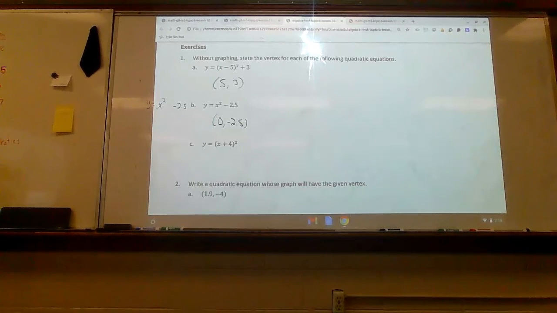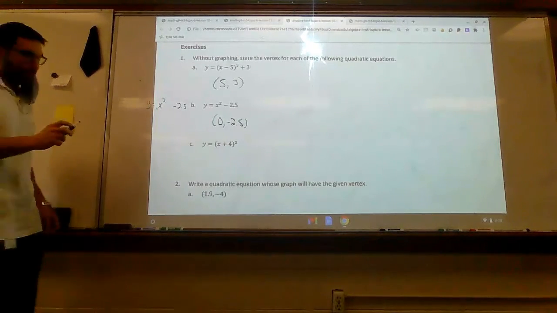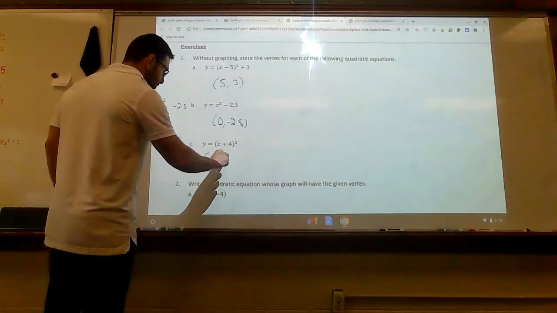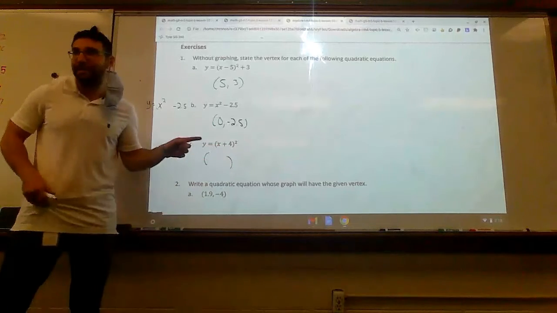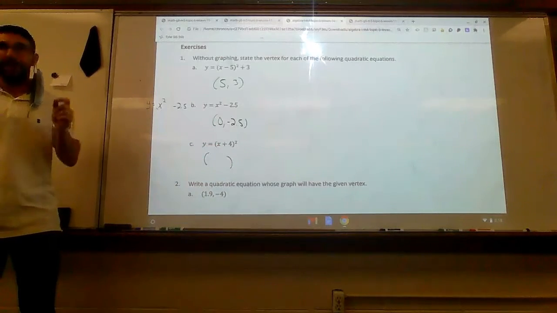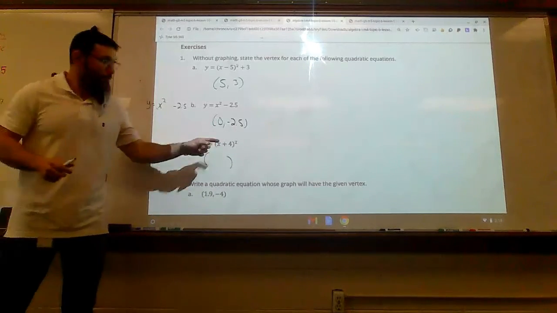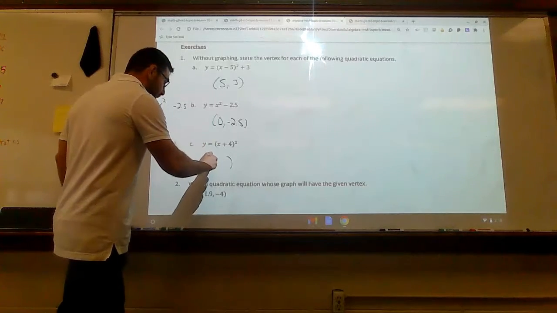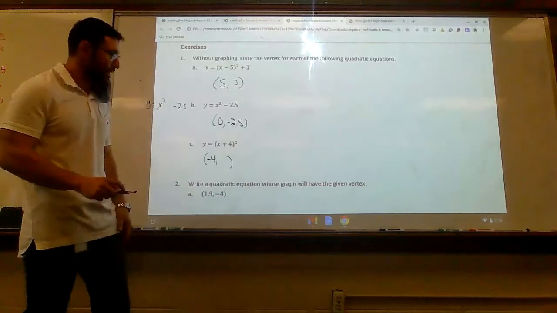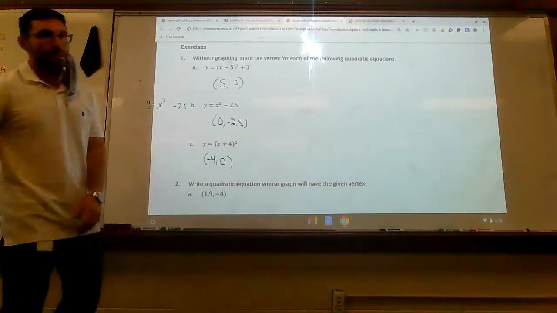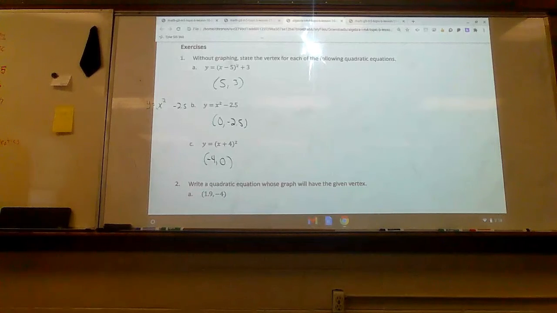Last but not least, letter C. I think it's 4, 0. Yeah. Got -4. Wait. Oh, yeah. It's -4, 0. So redeem yourself, Carson. Why is it -4? Because it's the opposite of whatever the sign is inside those parentheses. Therefore, it's -4. There's no plus or minus out there. You can always add a 0 to anything.